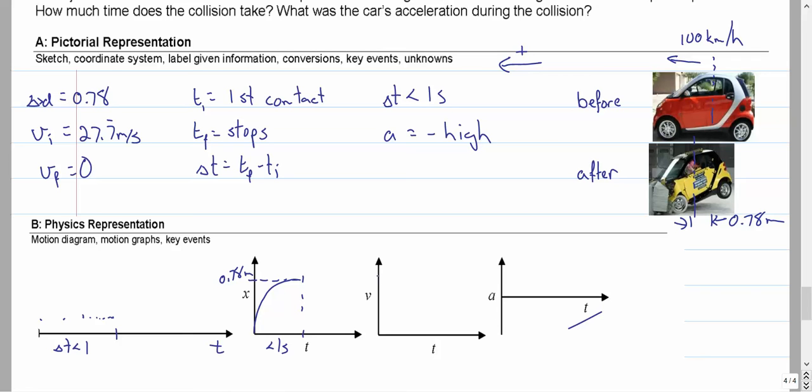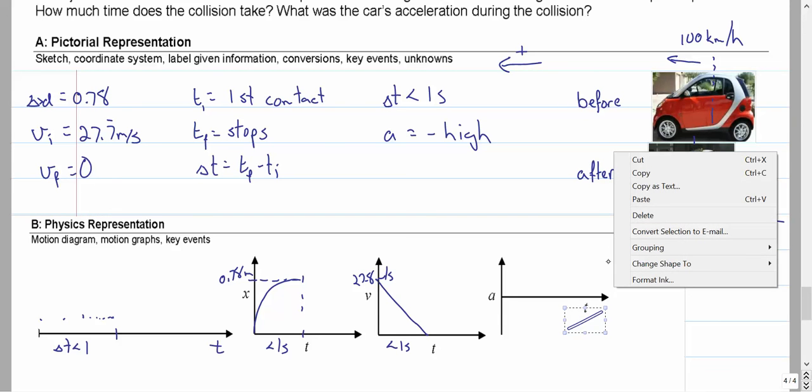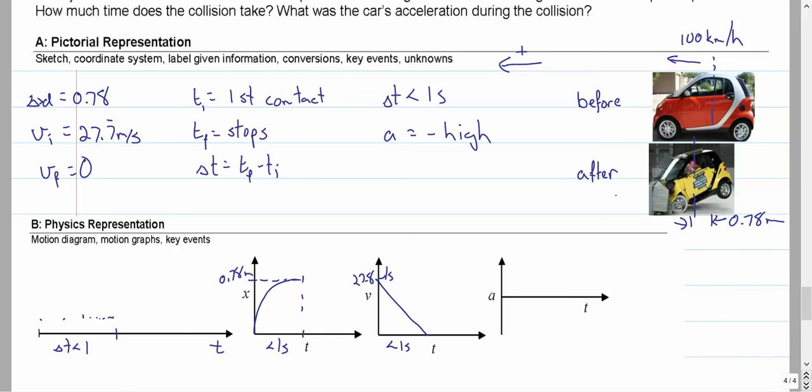We're going to go from a high velocity of 27.8 meters per second down to 0. And again, over this period of time, should be less than 1 second. And I've got a weird stroke of the pen over here. And then we said we're going to have an acceleration that's negative, and we'll assume that it's uniform acceleration.